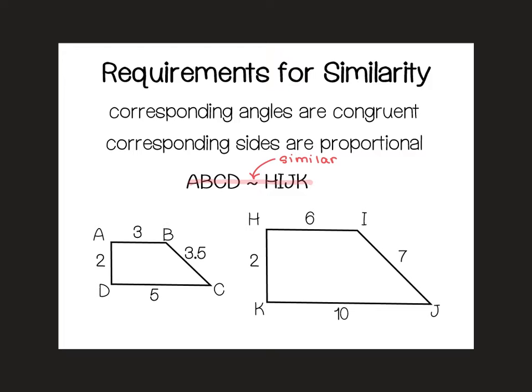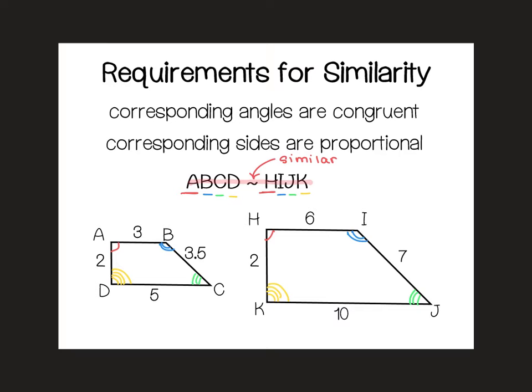The corresponding angles we just said would be congruent. So A and H are both listed first. They would be congruent to each other. B and I would be congruent to each other. Oops, sorry. C and J would be congruent to each other. And then lastly, K and D would be congruent to each other. So that is the first requirement for similarity.